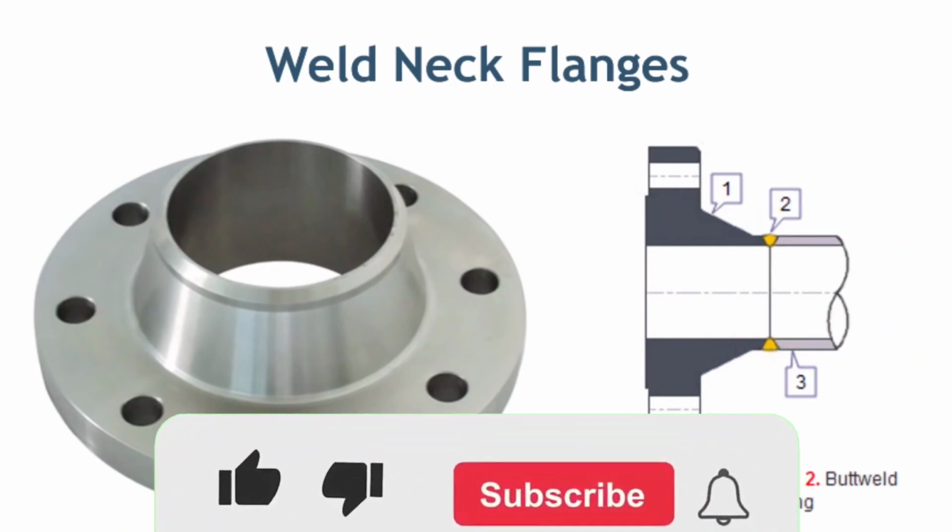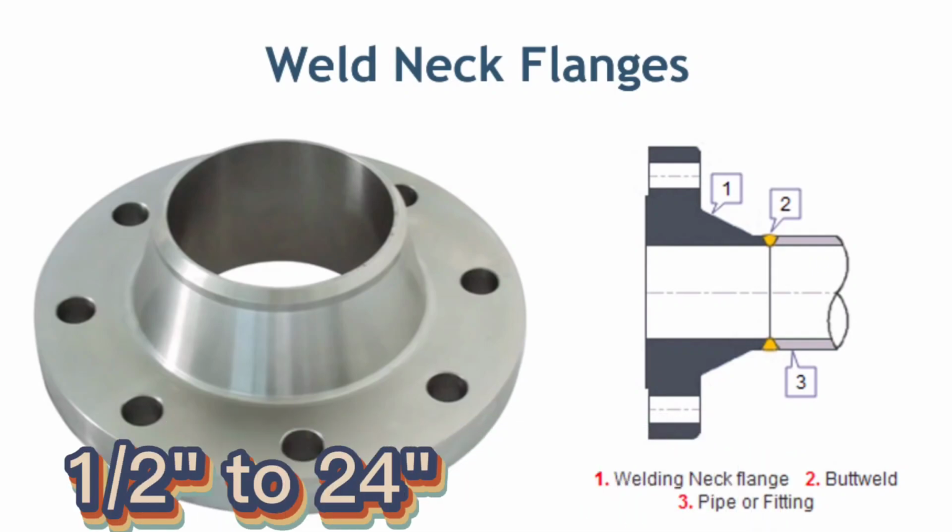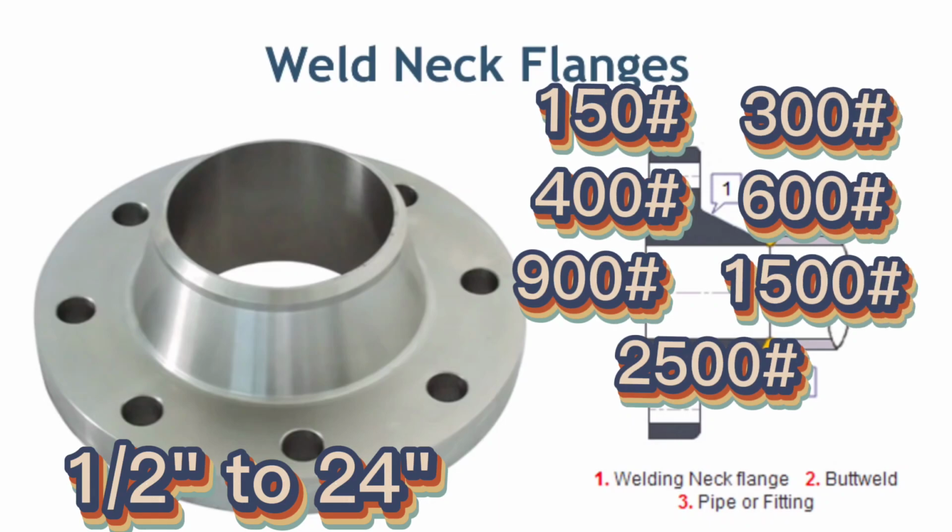Most commonly used dimensional standards for weld neck flanges: this standard provides dimensions for weld neck flanges for size range 1/2 to 24 and for ratings 150, 300, 400, 600, 900, 1500 and 2500.